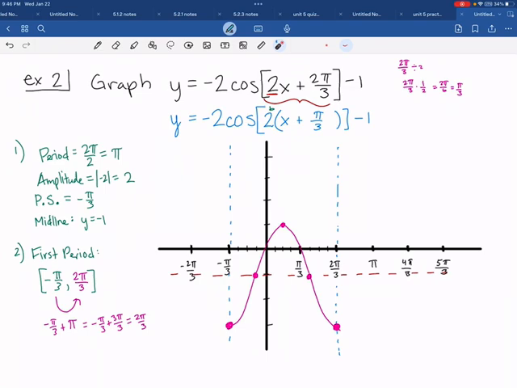Okay, that's phase shift. Your homework tonight is going to be a Desmos activity, or your classwork. Hopefully you're going to start it in class right now, and I'll see you tomorrow.